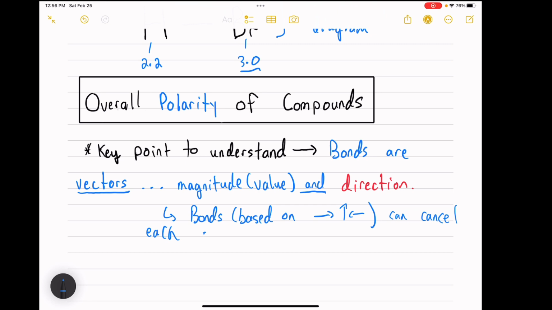And so sometimes you will have an overall magnitude of 0, but not because there's no bonds being enacted on the center atom, but because the bonds cancel each other out. So what does that mean exactly?